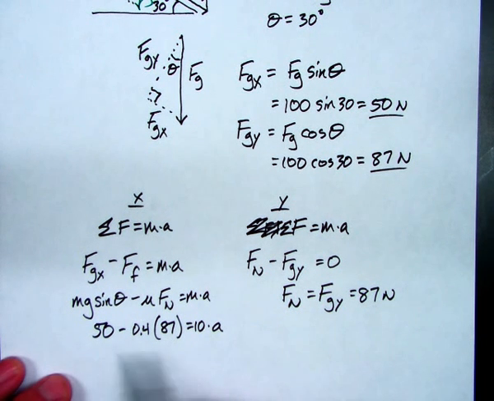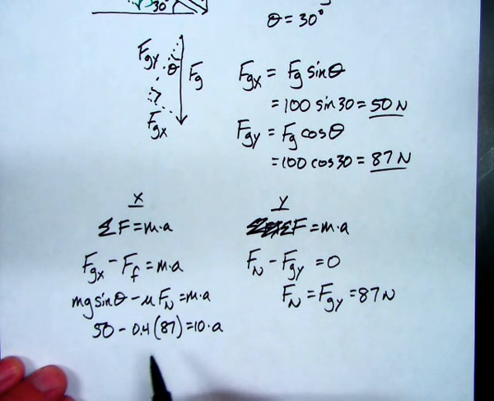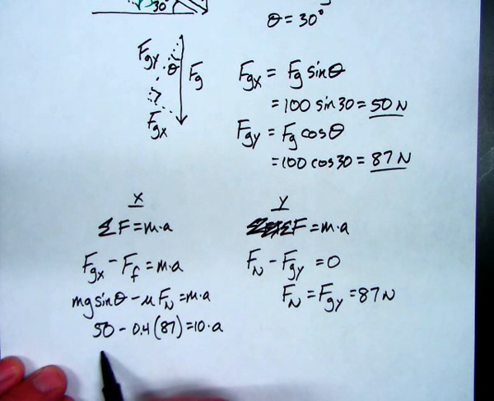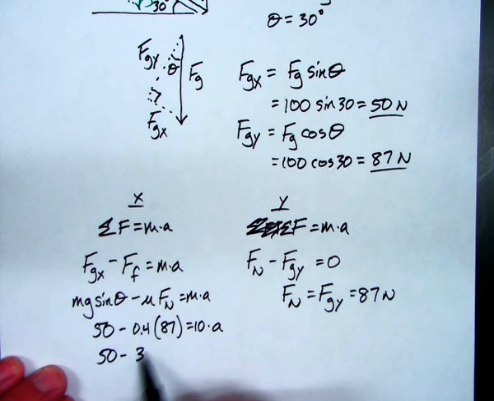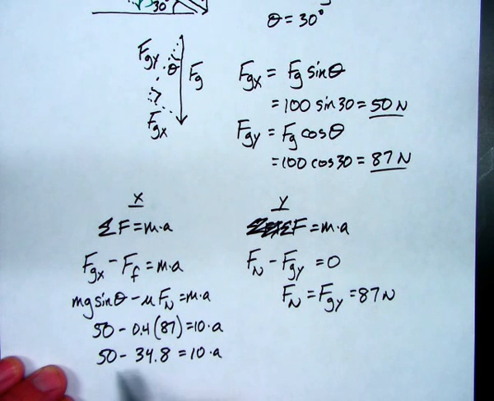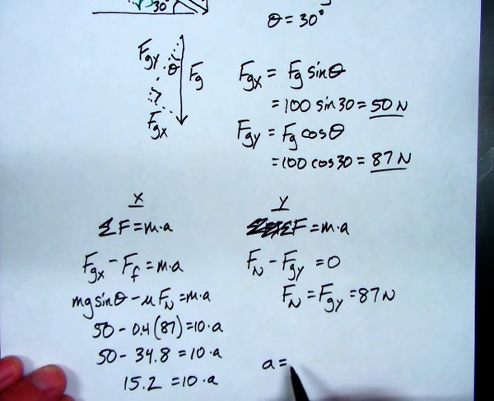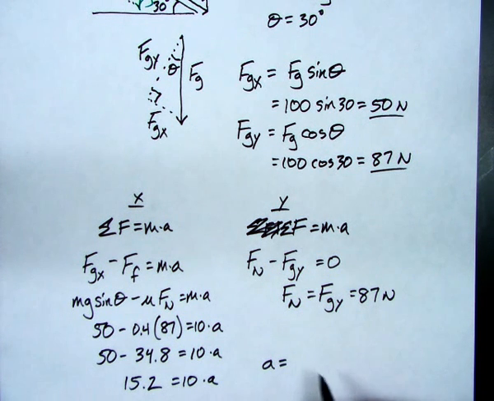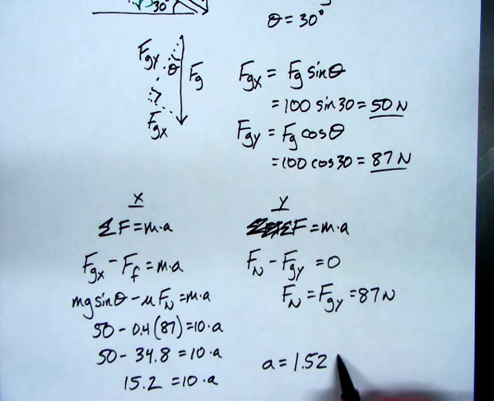Okay, now that I know this, 40% of 87, 34.8. Subtracting 50 minus 34.8, I get 15.2, right? 15.2 equals 10a. And I see an acceleration that is quite a bit slower than the ones we've seen, 1.52 meters per second squared. I'd probably call it 1.5 for sig figs.